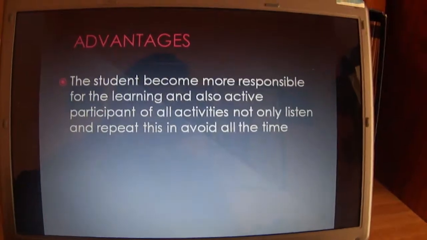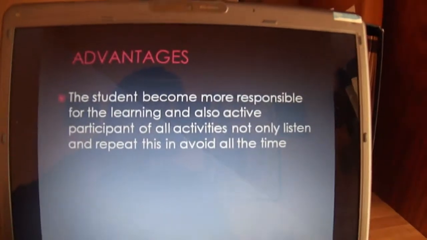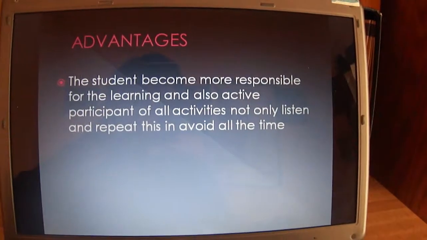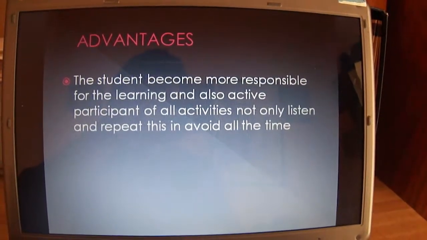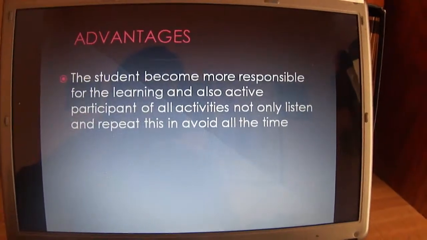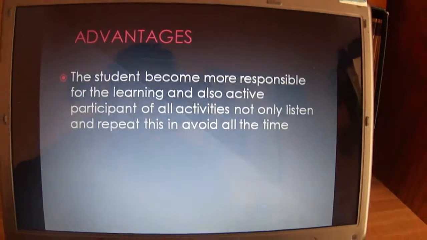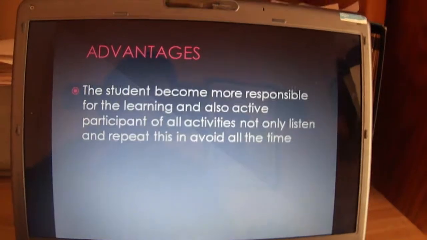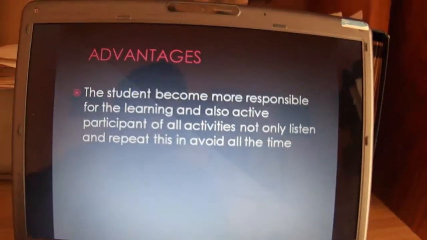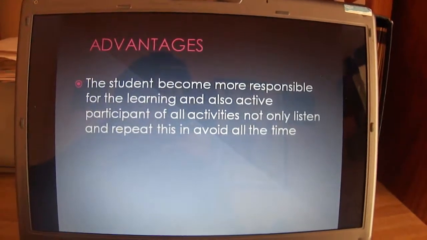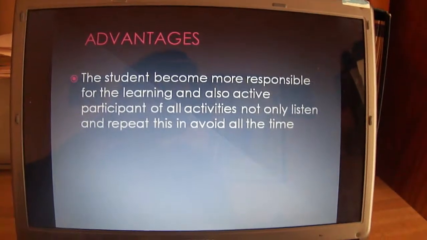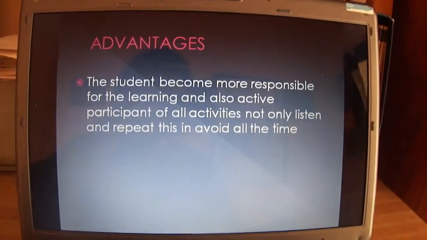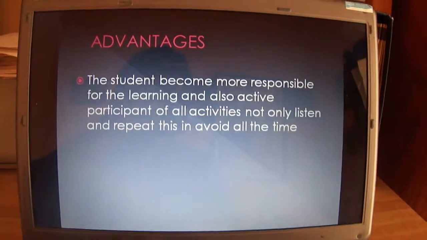Right here I'm gonna show you the advantages. For me, the advantages are a lot. The students become more responsible for learning, an active participant. He also becomes more of a speaker because he speaks a lot in this method. A difference from other methods, because in some other methods teachers need to speak a lot and then the students just listen.